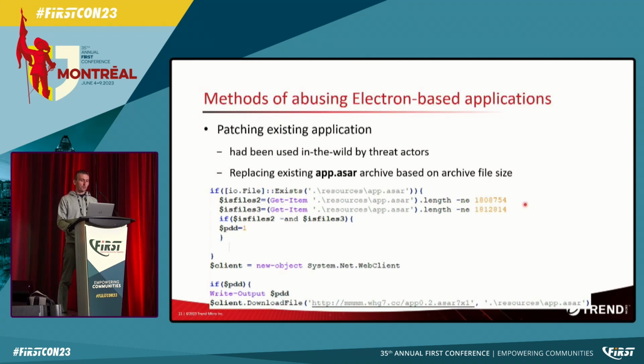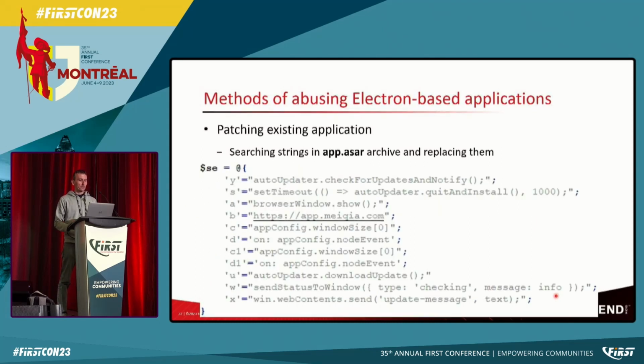For this purpose, they can use this kind of script, which we have seen in the wild, a PowerShell script, where in the beginning the threat actor checks the size of the app.asar archive. If the size doesn't match any of these defined sizes, they set this particular variable, and later download an ASAR archive from a malicious website and replace the app.asar archive in the resources directory.